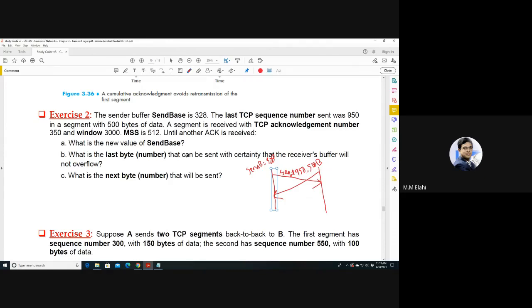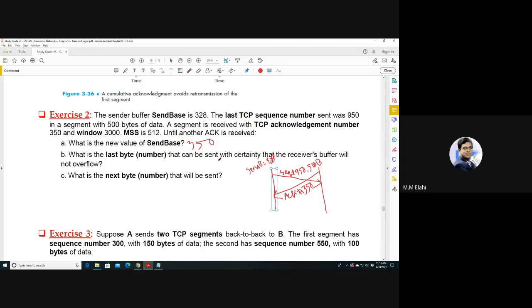Now see the questions. First one: what is the new value of send base? Since the acknowledgement number is 350 here, what will be the new value of send base? It will be 350, right? Because this is the latest acknowledgement received. So send base will be updated from 328 to 350.